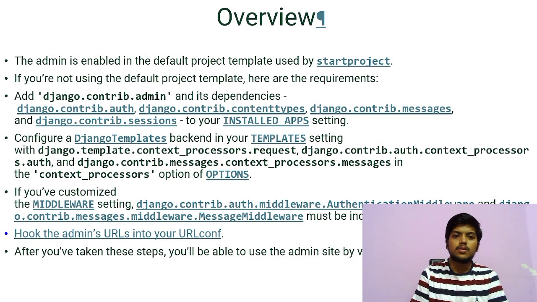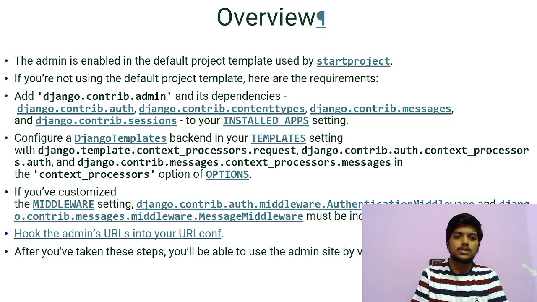Add django.contrib.admin and its dependencies: django.contrib.auth, django.contrib.contenttypes, django.contrib.messages, and django.contrib.sessions to your INSTALLED_APPS setting. Configure a DjangoTemplates backend in your TEMPLATES setting with django.template.context_processors.request, django.contrib.auth.context_processors.auth, and django.contrib.messages.context_processors.messages in the context processors option.